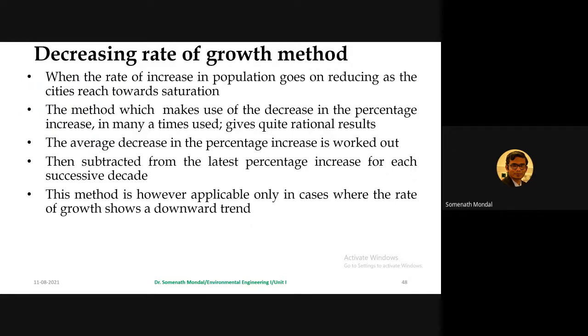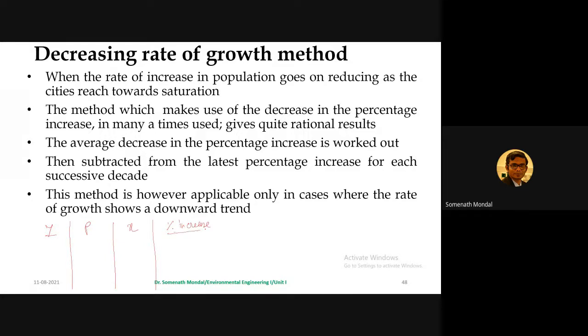So if I can show it over here, the same kind of column we are going to make, which we did in the previous case. So we'll have year over here, we'll have population over here, and we'll have the increase in population over here. And now we are going to calculate the percentage increase, so percentage increase in the fourth column.